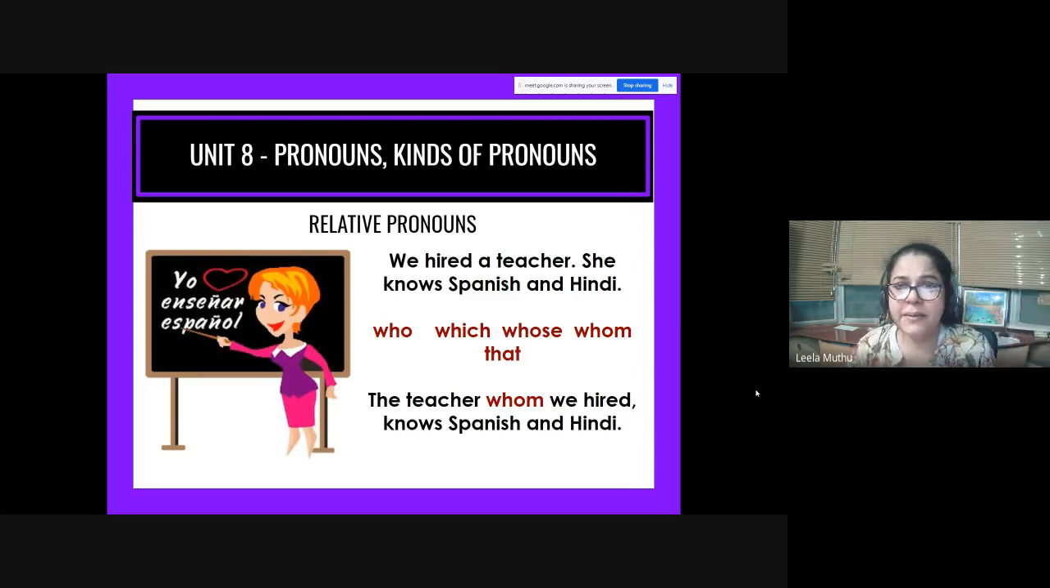Let's make her the main focus of the sentence. So what will you say? We hired a teacher who knows Spanish and Hindi. Take away she completely. It replaces she in the sentence. Or we can say the teacher whom we hired speaks Hindi and Spanish. Both are absolutely correct. We hired a teacher who knows Spanish and Hindi, or the teacher whom we hired knows Spanish and Hindi. Okay? Both are correct.